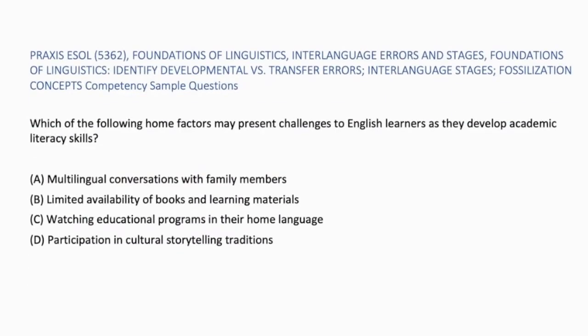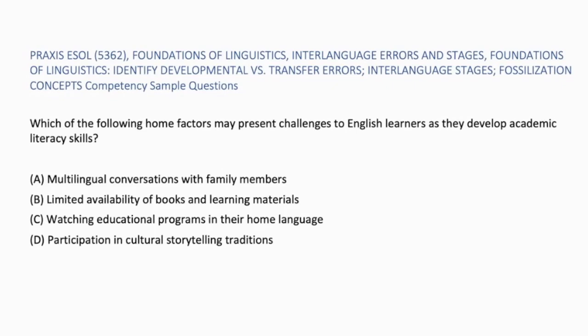Which of the following home factors may present challenges to English learners as they develop academic literacy skills? A. Multilingual conversations with family members. B. Limited availability of books and learning materials. C. Watching educational programs in their home language. Or D. Participation in cultural storytelling traditions.